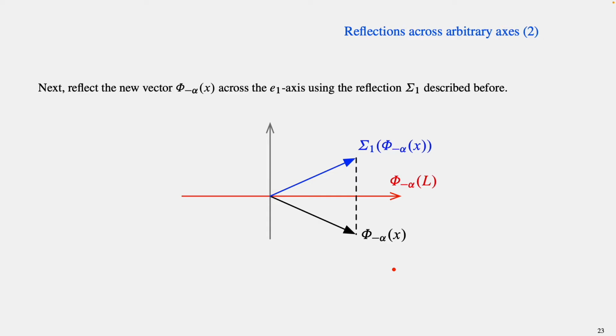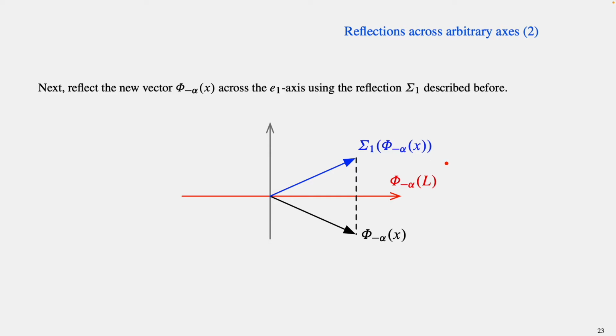In the next step, now that we have rotated our reflection axis onto the first coordinate axis, we can just reflect across the first coordinate axis. So we use the well-known reflection sigma 1 and we apply it to the rotated vectors. So any vector that we want to reflect, we first rotate by minus alpha and then we reflect it across the first coordinate axis. So we get the vector sigma 1 applied to phi index minus alpha applied to x.